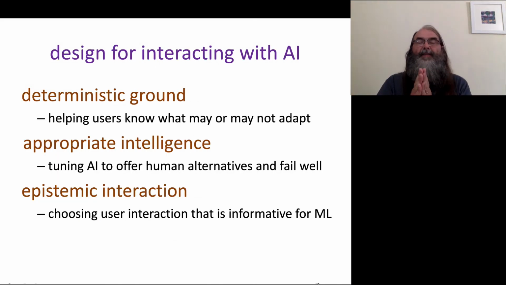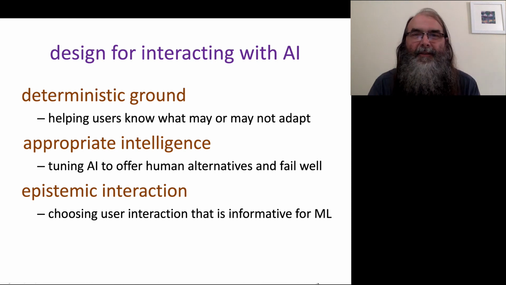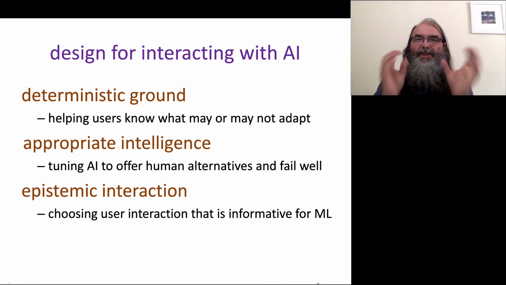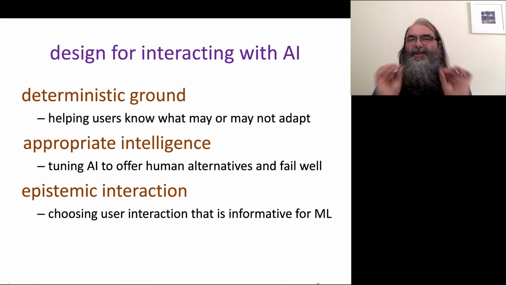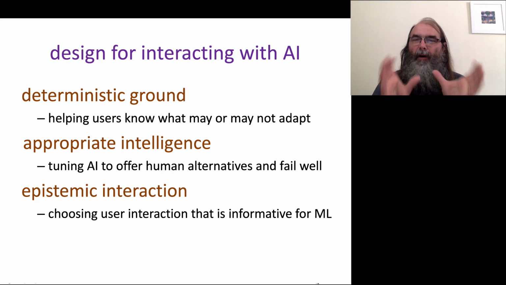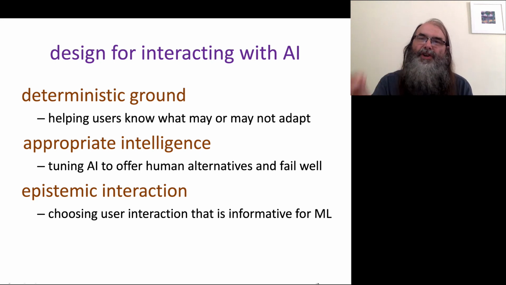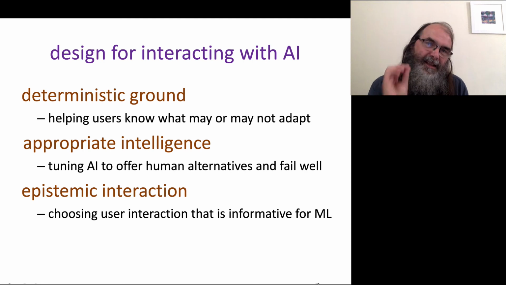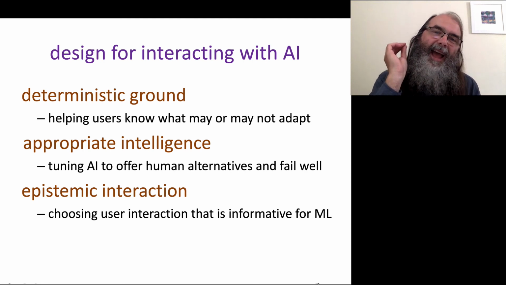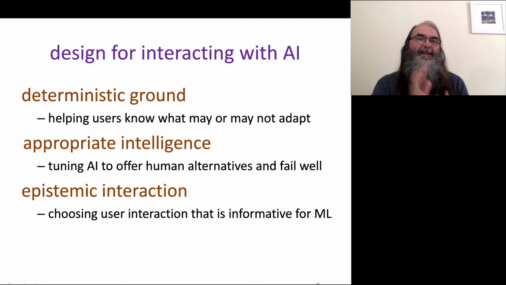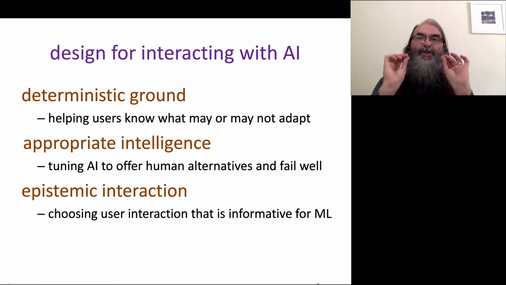So there we are. I've talked about lots and lots of things, but I'm going to give you three takeaways. One of them is this deterministic ground. Make sure your users know what's going to adapt. If you're going to use AI to adapt a user interface, make sure they know what's going to change. Appropriate intelligence: tuning the user onto the AI, offering human alternatives, but crucially, failing well. If things go wrong, if the AI is not perfect, you want this to still work not too badly.